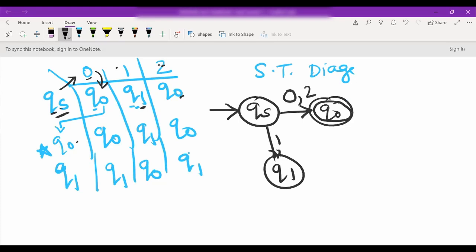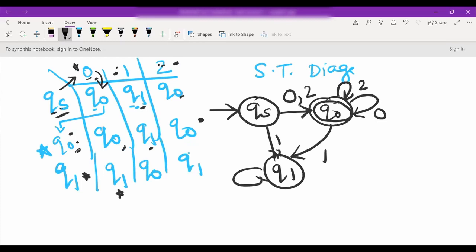Now Q0 on 0, where is it going? It is going to itself. So there has to be one loop. Now Q0 on 1, where is it going? It is going to Q1. So on 1 it is going to Q1. Now Q0 on 2, where is it going? It is going to Q0. Now Q1 on 0, where is it going? On 0, it is going to Q1.